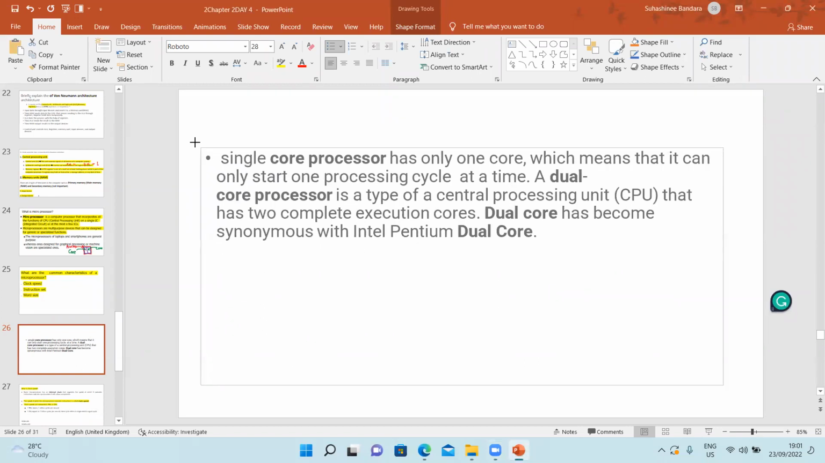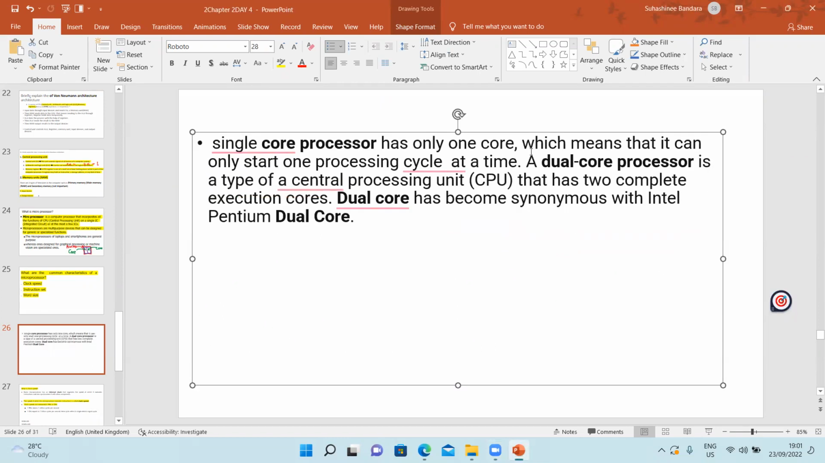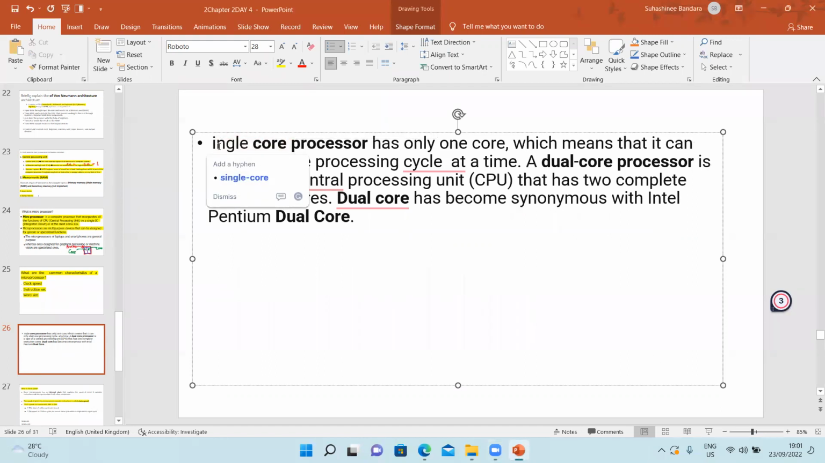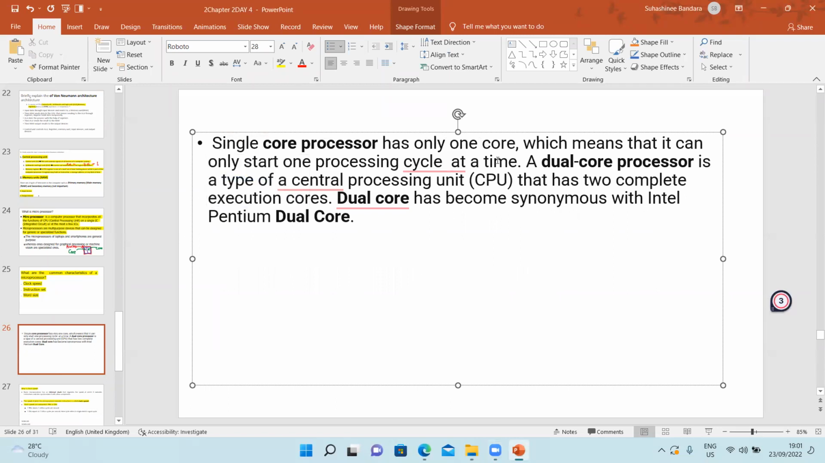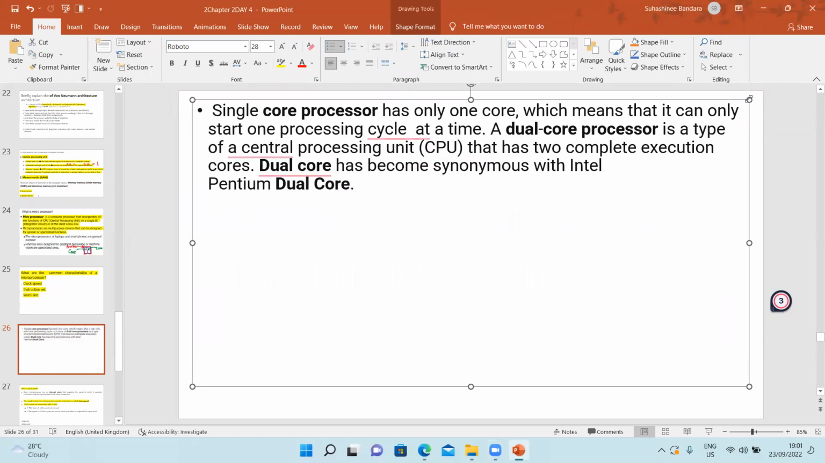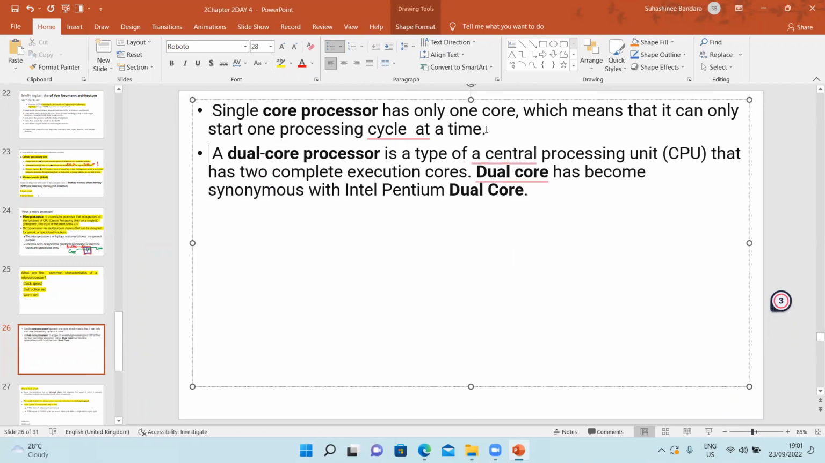A single core processor has only one core. That means if there is a single core processor, one partition is there, so one processing cycle can execute. A single core processor has only one core, which means that it can only start one processing cycle at a time. One processing cycle at a time.